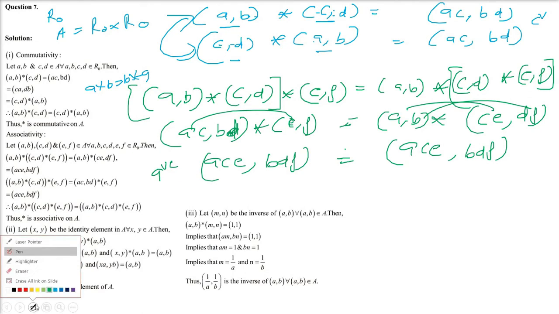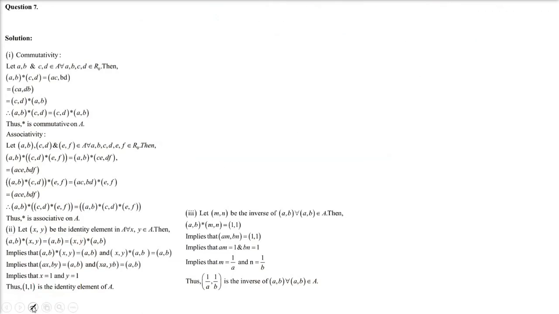Let us clear it and let us come to the identity and inverse part. So identity will be what? A star E equals A. But here we don't have a single A, we have a pair, so we'll write A as (A, B). But this E, the identity element, will be some other pair, say (X, Y), because it has to be an ordered pair.